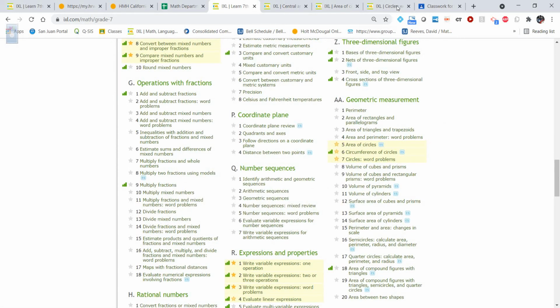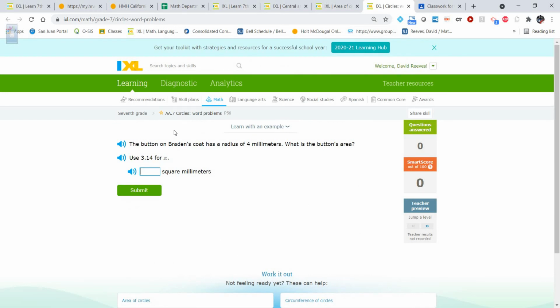We have one more skill we're going to work on, and that is circles word problems. So that is right here. We are on AA7. They're going to give us some different problems. We just got to read the problem and figure out what they're asking us to do so we can do it.